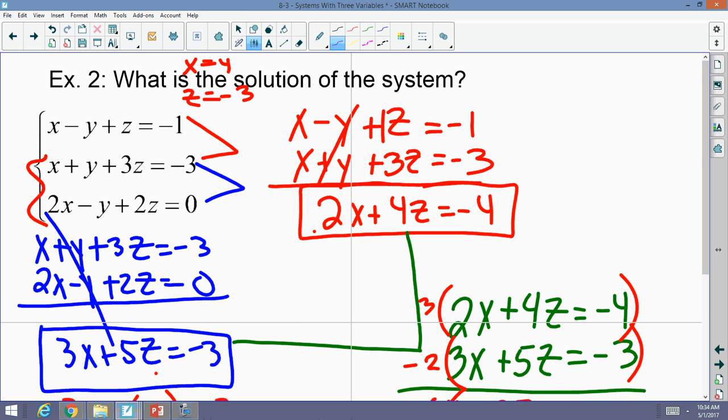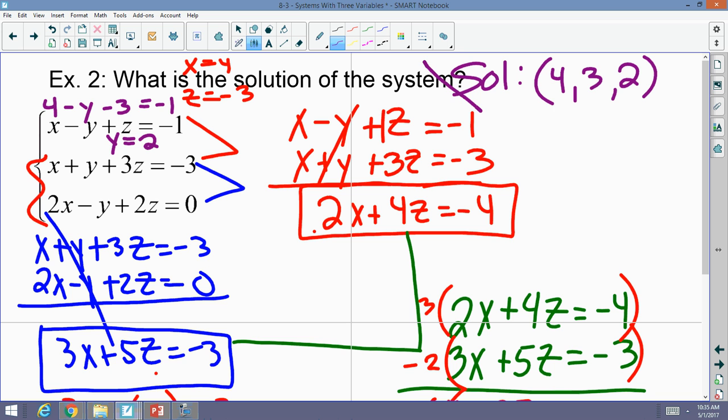So I've got 4 minus y minus 3 equals negative 1. 4 minus 3 is 1. Subtract 1 from both sides, it's negative 2. Divided by negative 1, y equals 2. So my solution, 4, 3, 2. Let's prove it. Wait, I'm wrong. Gotta go x, y, and z in correct order: 4, 2, and negative 3.